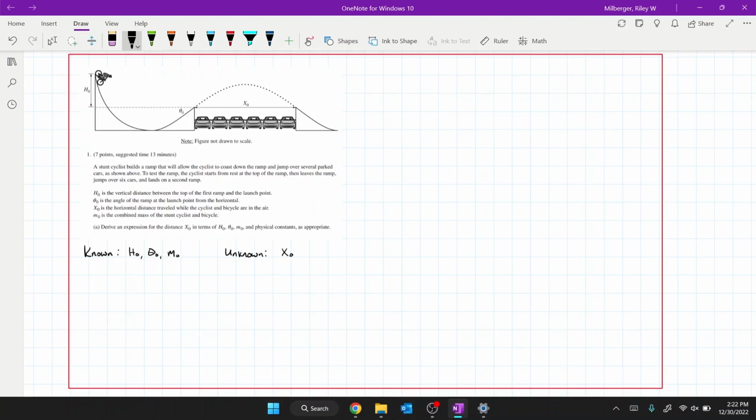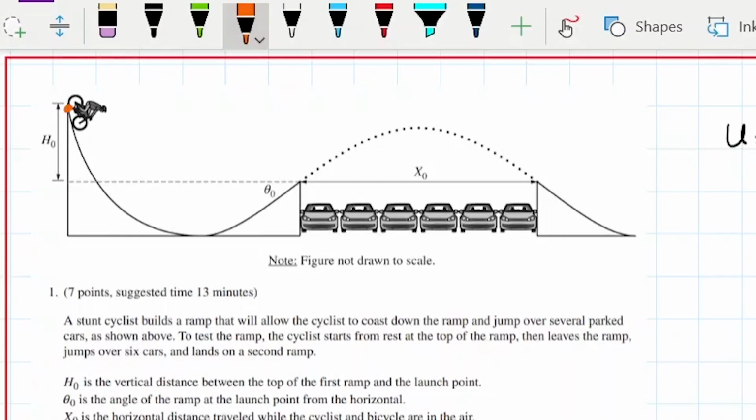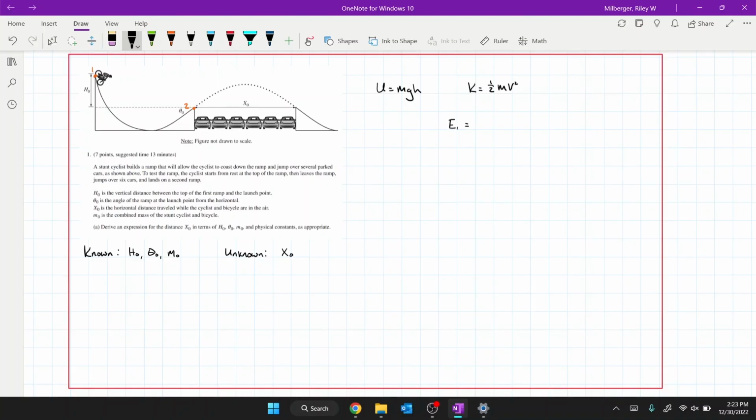Looking in our equation sheet, we can find the formulas for potential energy and kinetic energy. From the conservation of energy, we know that the total energy at one point will be equal to the total energy at a second point. Making the cyclist's start point the first point, and where the cyclist leaves the ramp the second point, we have E1 equals E2, and then U1 plus K1 equals U2 plus K2.